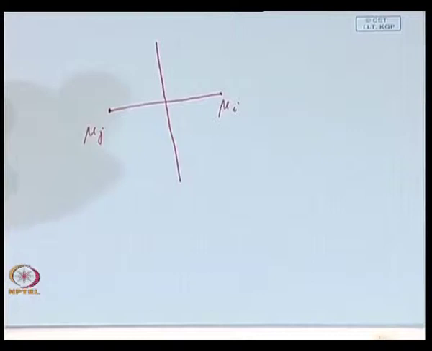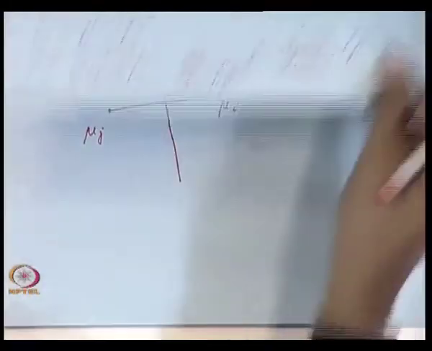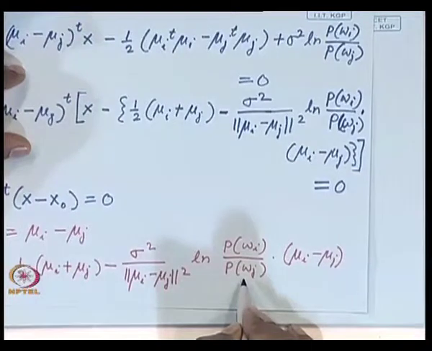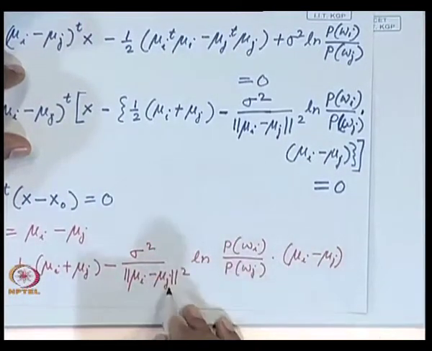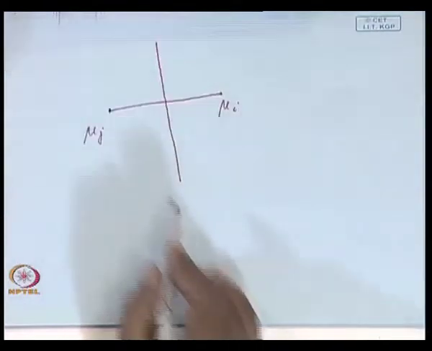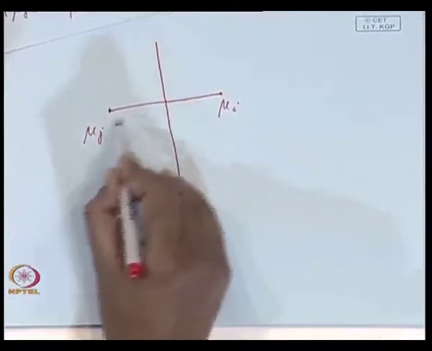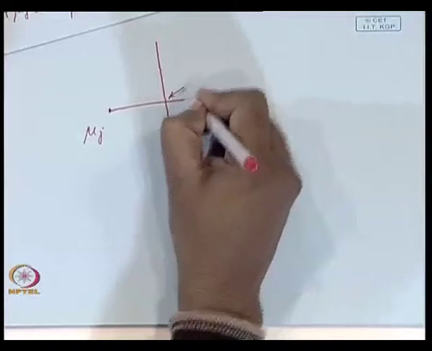Okay. And if this term is equal to 0, that is when the a priori probabilities p omega i and p omega j are equal, then this term is equal to 0. This orthogonal plane passes through point x naught, which is on the line joining mu i and mu j. So, this is point x naught.